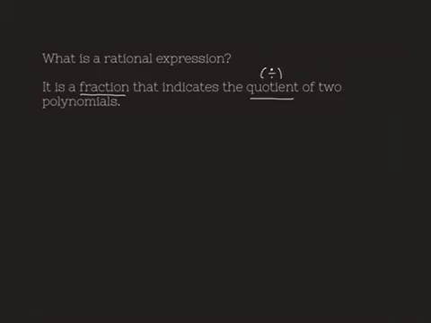So what this means is that we are going to have variables in the denominator. For instance, we could have something as basic as 3 over x. This would be a rational expression. We could have something a little more complicated, like 3x over x minus 5. We could have something like 5m plus n over 8m plus 16. These are all rational expressions.